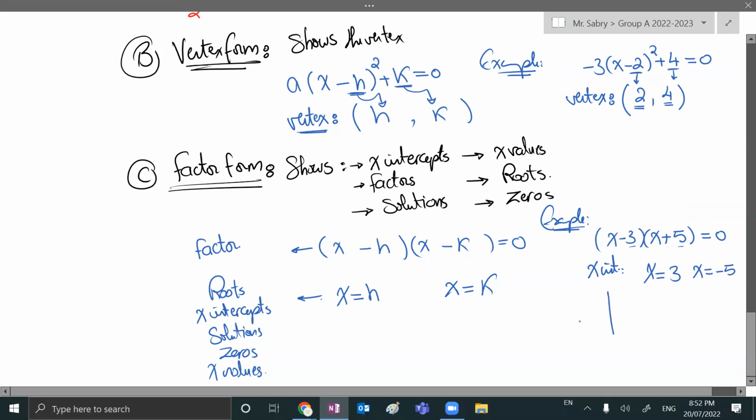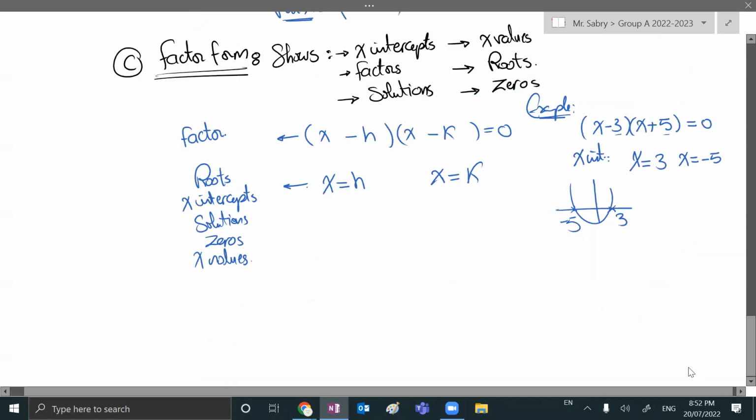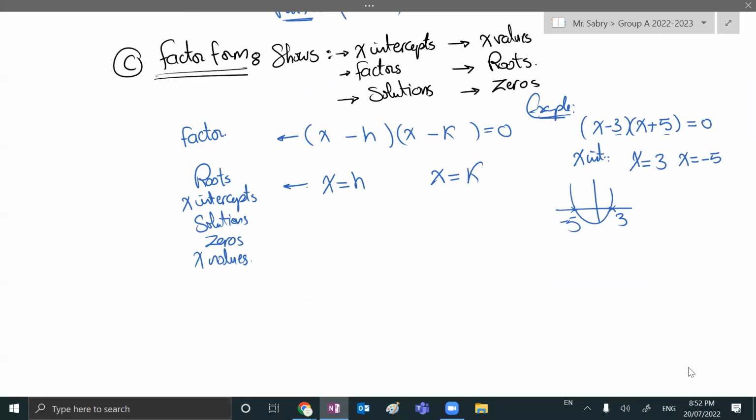This means if I decided to graph this, it should intersect the x-axis here at negative 5 and here at positive 3. Does this make sense? Yes, no, not very clear.